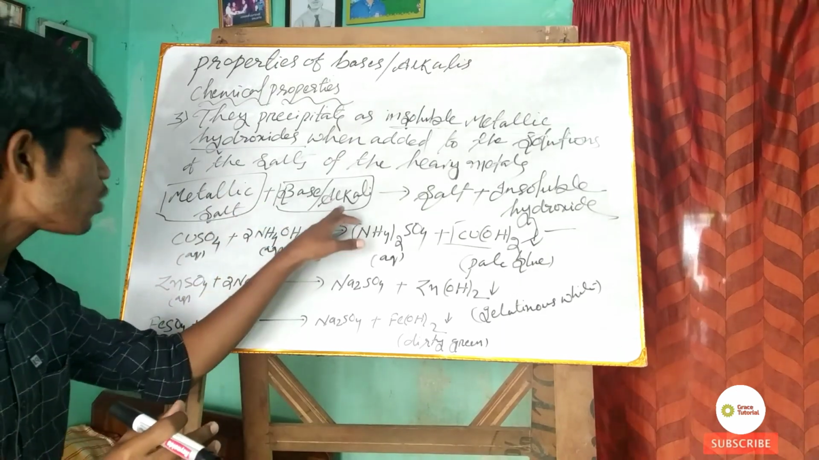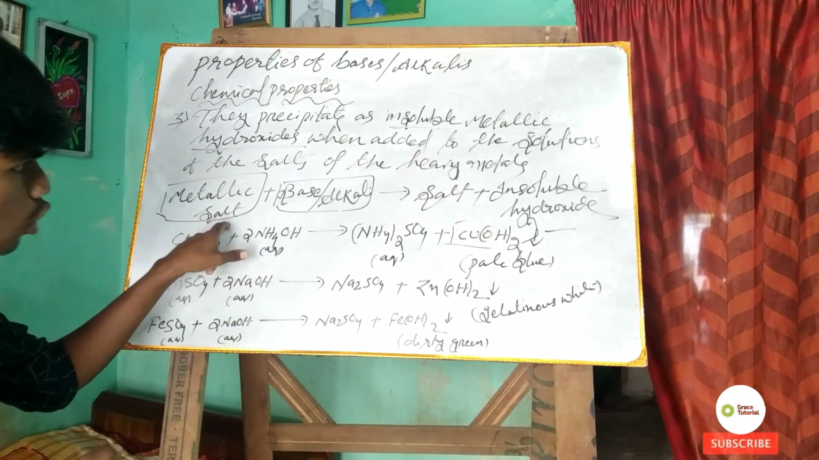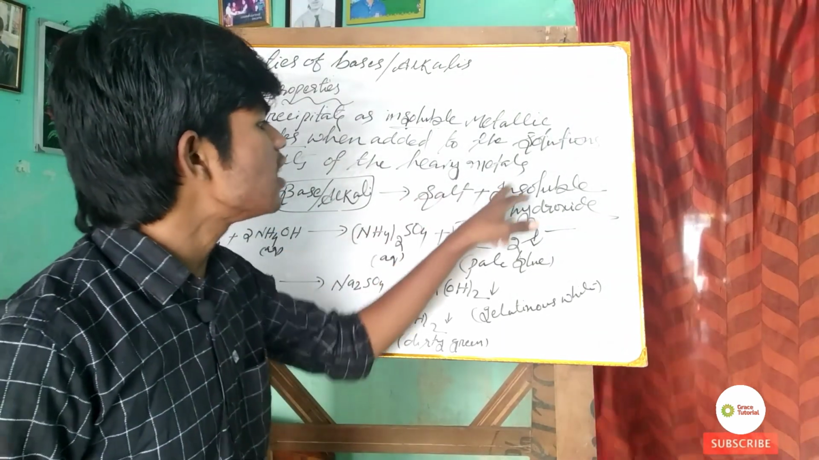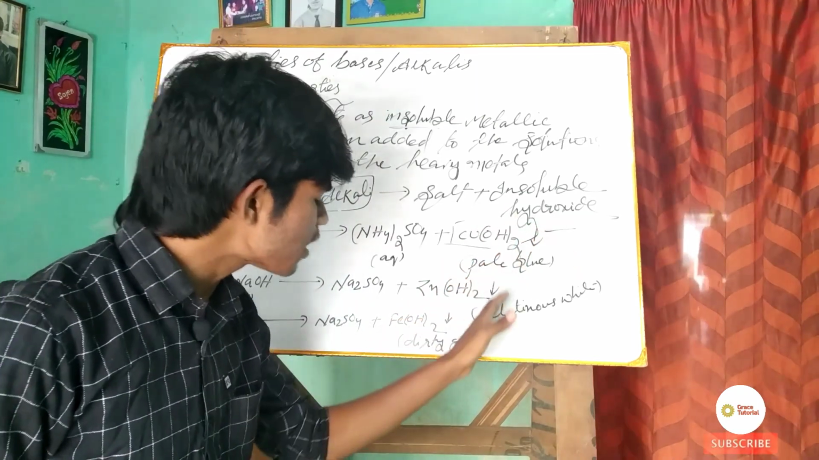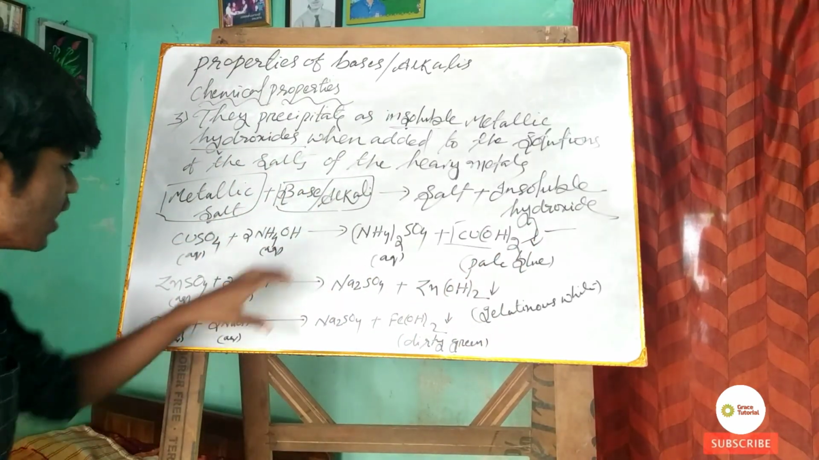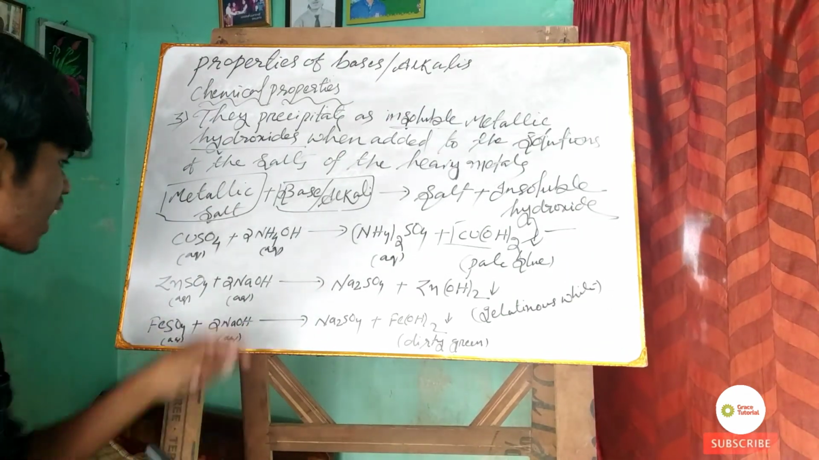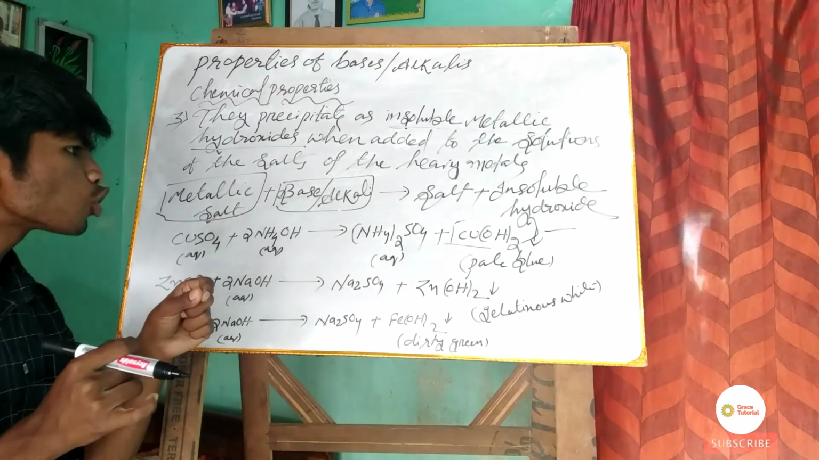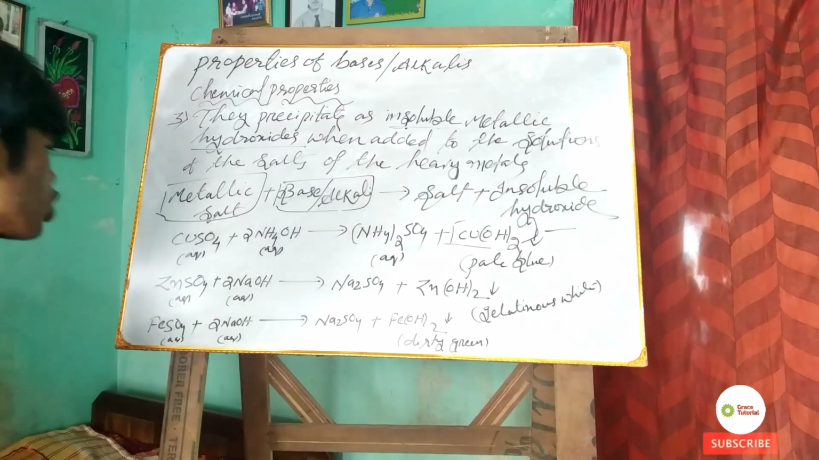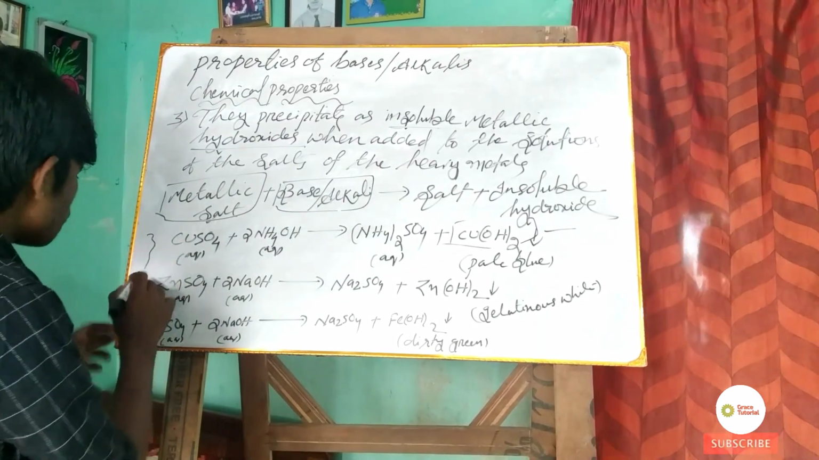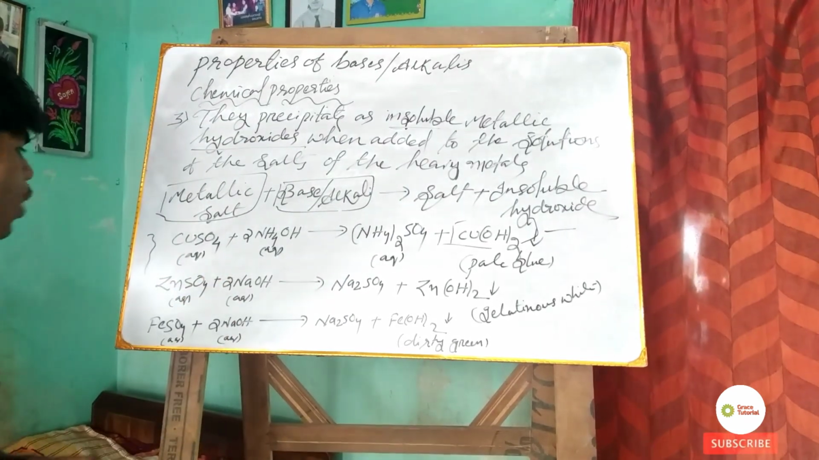That means the base or alkali reacts with the metallic salt to form the salt along with the insoluble hydroxides, and these are the precipitates. Basically, these reactions come under the category of double decomposition, double displacement reactions. For example, let us see a few examples so that it will be easy for you to understand.